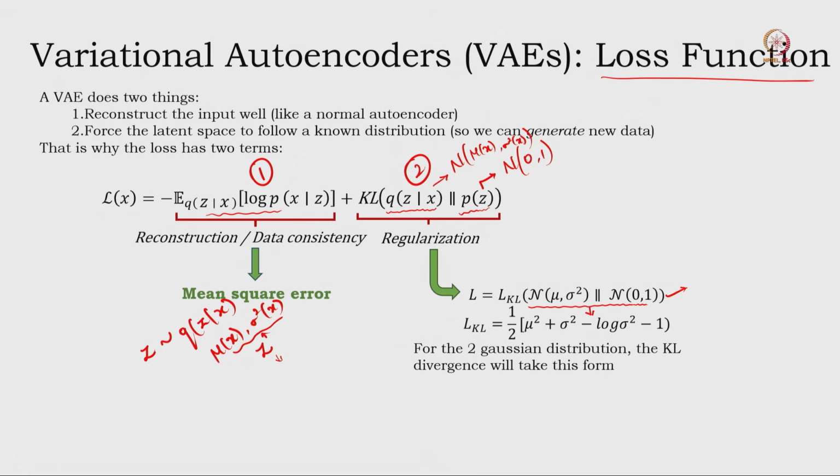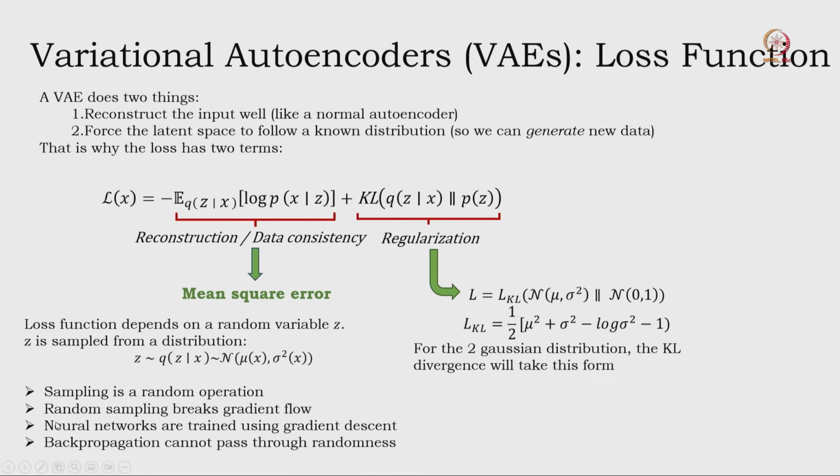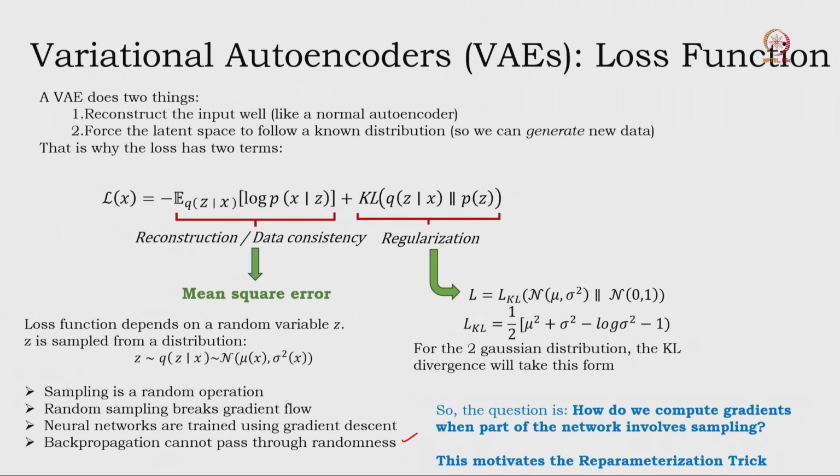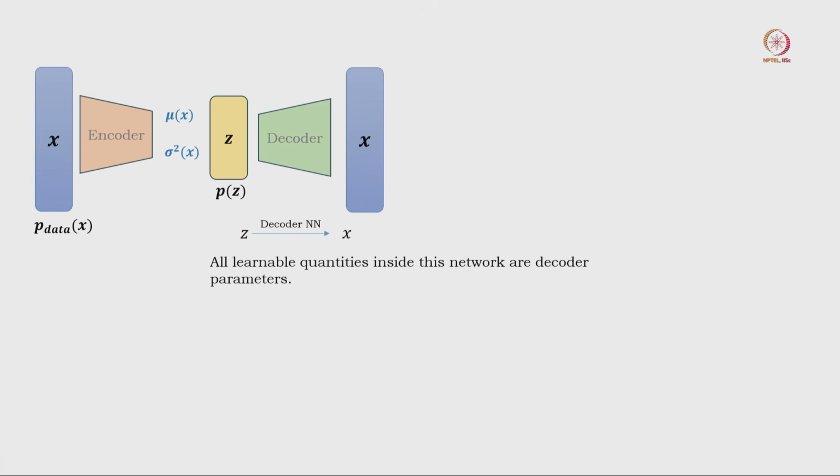Therefore, in order to solve this problem, where backpropagation cannot pass through randomness, we have a concept called the reparameterization trick. Let us understand it. We will also see how backpropagation propagates, and then we will also see the reparameterization trick.